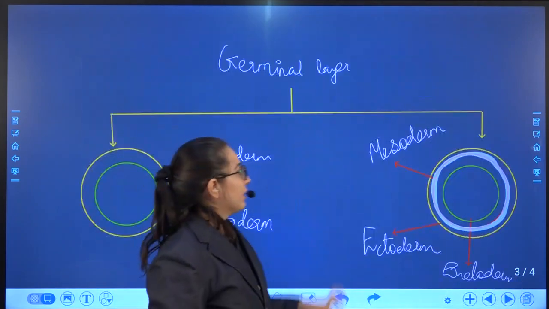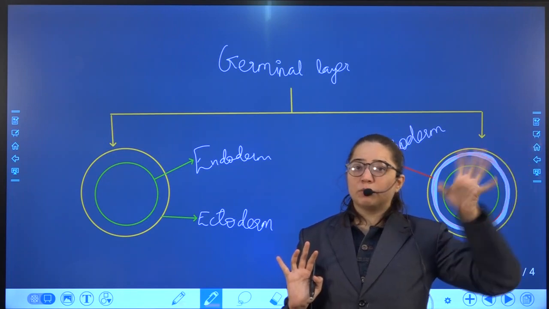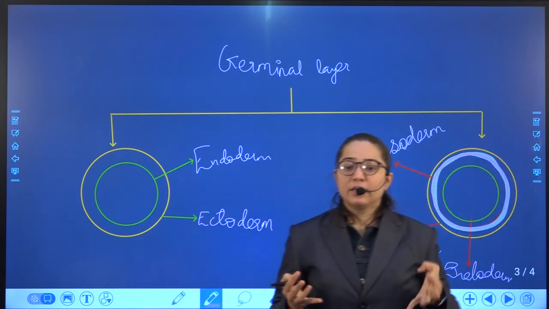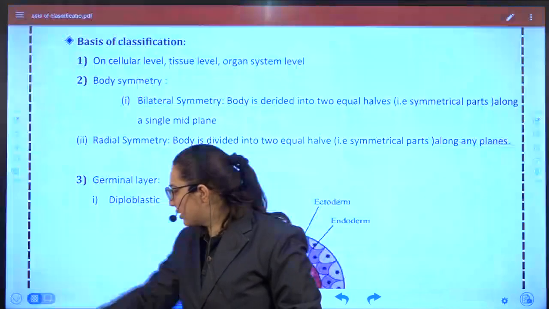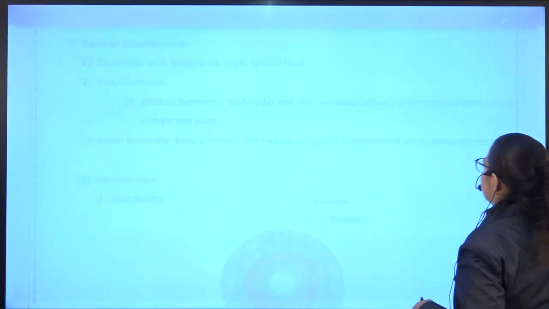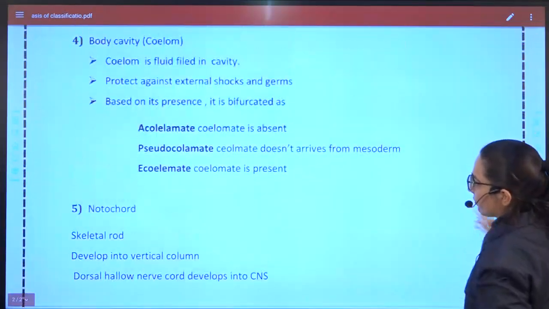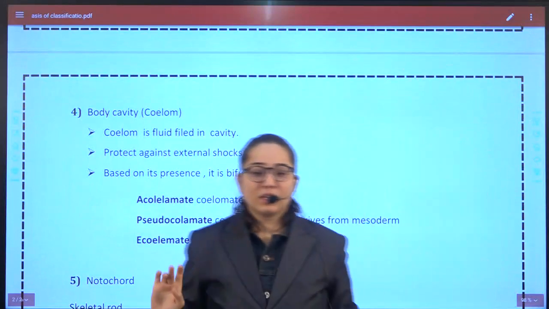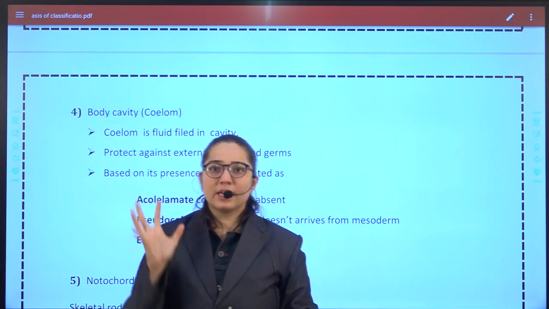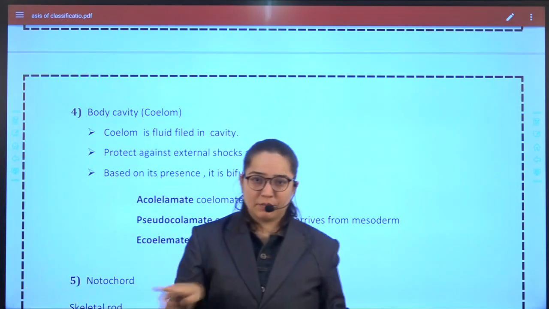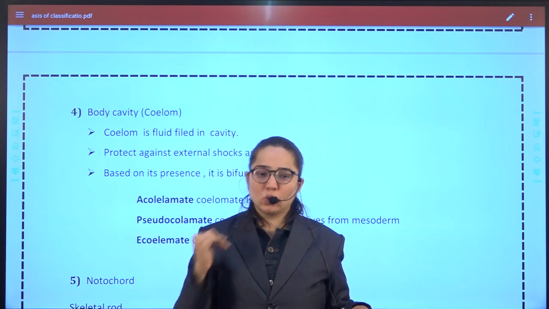Next is the germinal layer. If there are two layers, then it is diploblastic, that is, endoderm and ectoderm. If there are three layers, then ectoderm, endoderm, and in between them there is a mesoderm. After that, what is important is the coelom, the body cavity. Coelom is filled with fluid in the cavity. If it's present, then it's eucoelomate. If it's absent, then it's acoelomate. But if it doesn't arise from the mesoderm, then it's called pseudocoelomate.